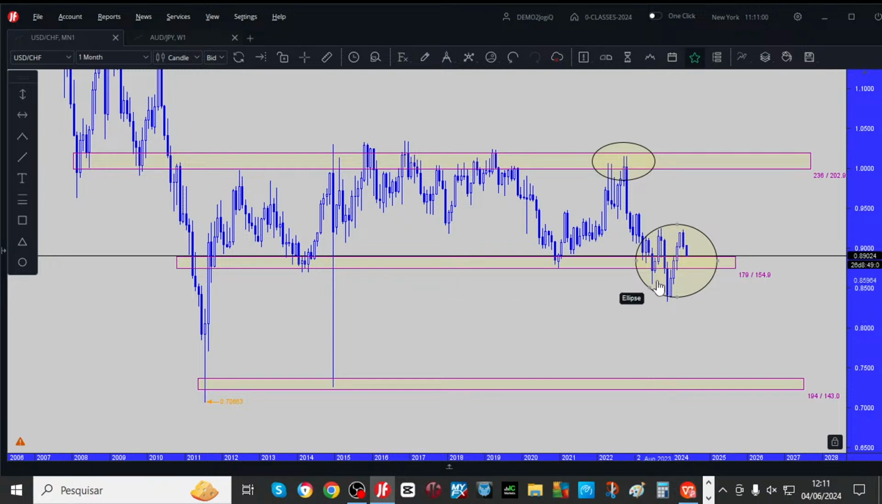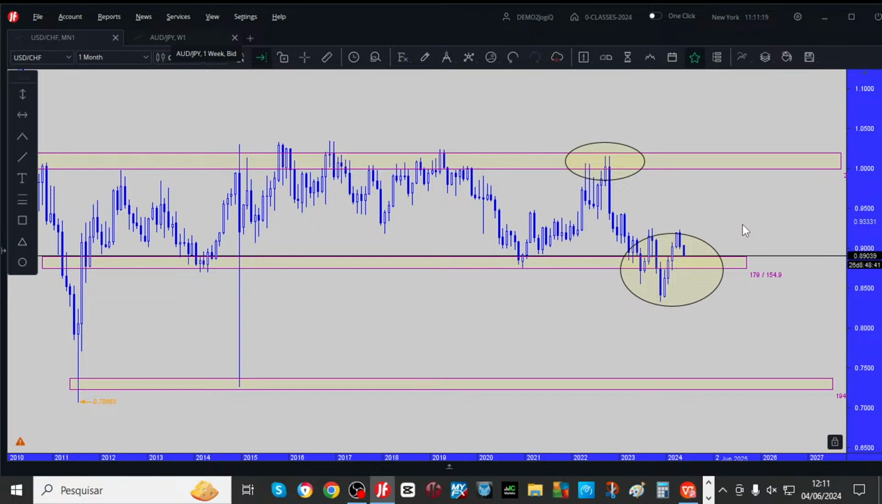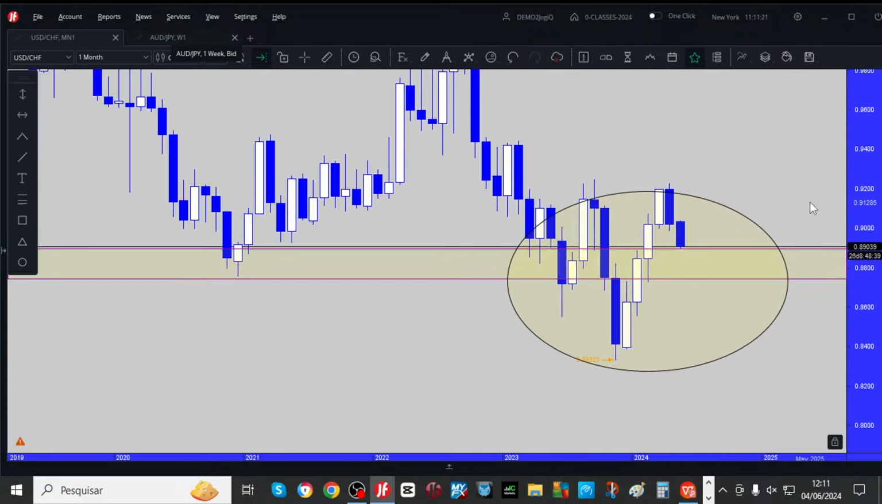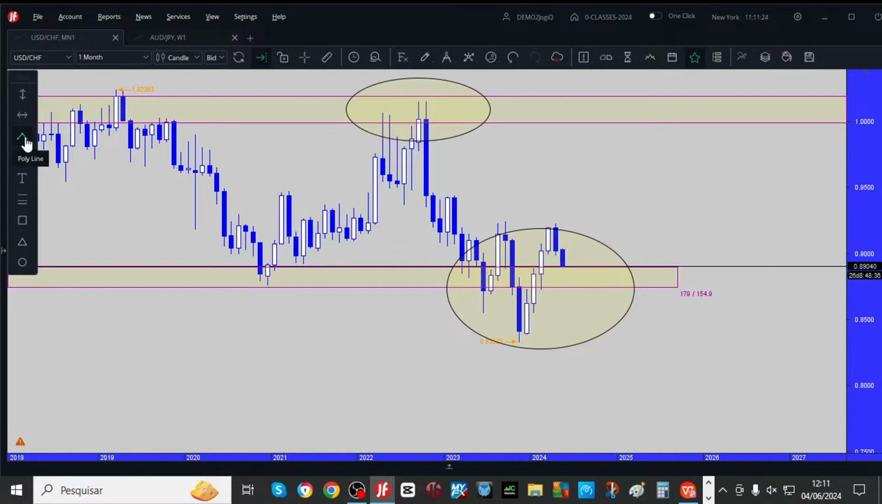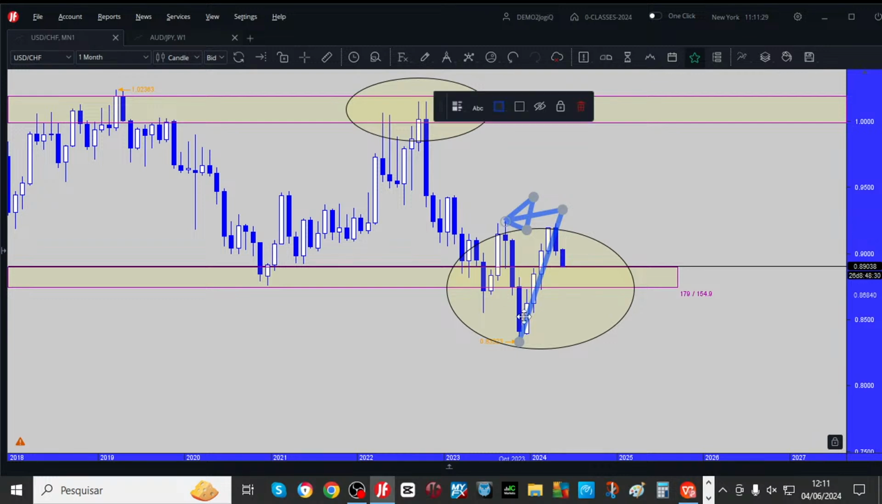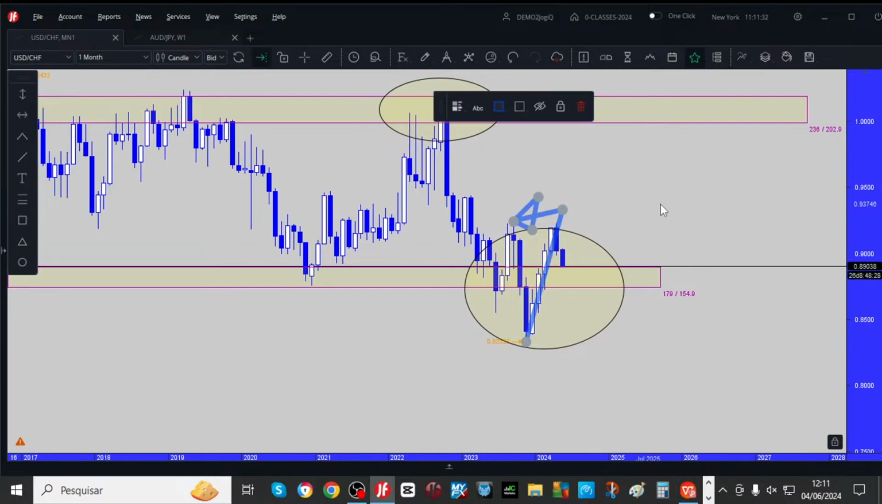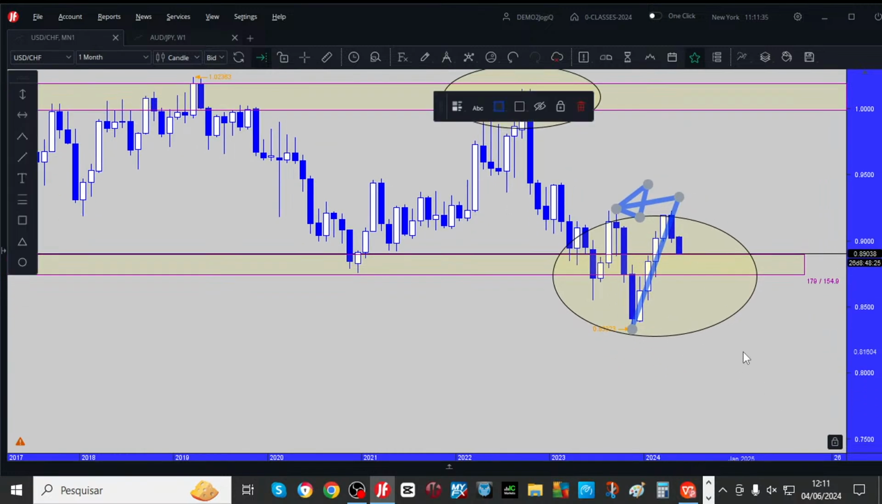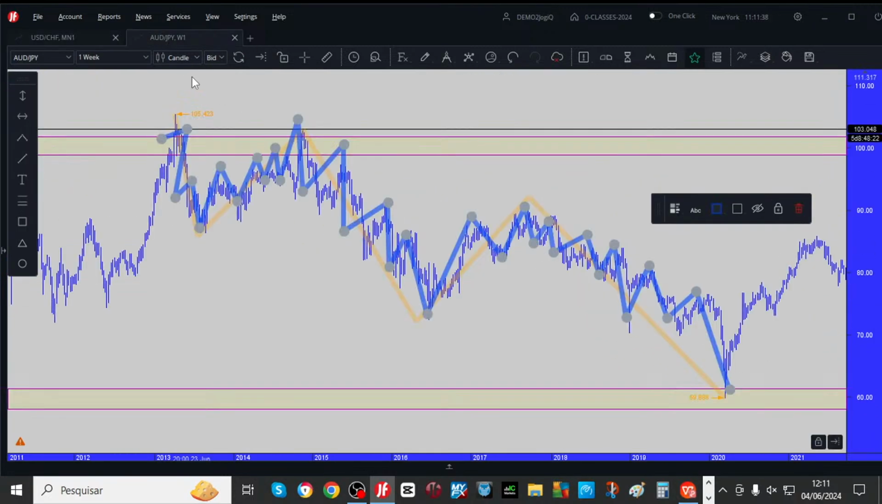You have USD CHF, Euro GBP, and AUD NZD. All of those 3 pairs are ranging, so we're not going to do much here because they're in a range already. The market did not make a higher high yet. If USD CHF would make a higher high compared to this high, then we could chart some trends, but it didn't, so we cannot apply this knowledge here.